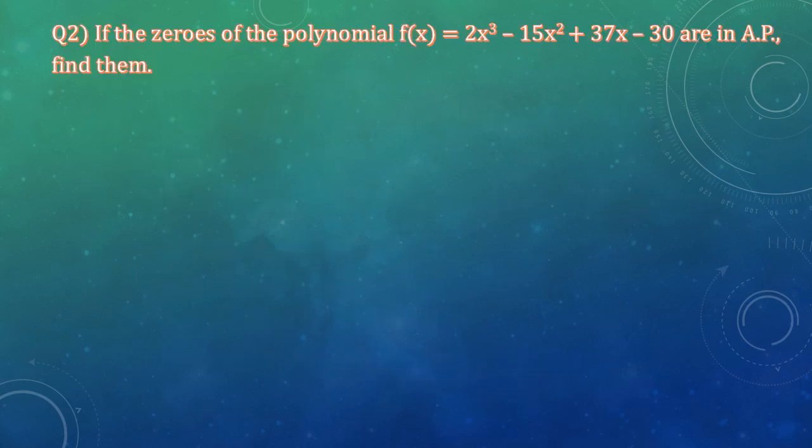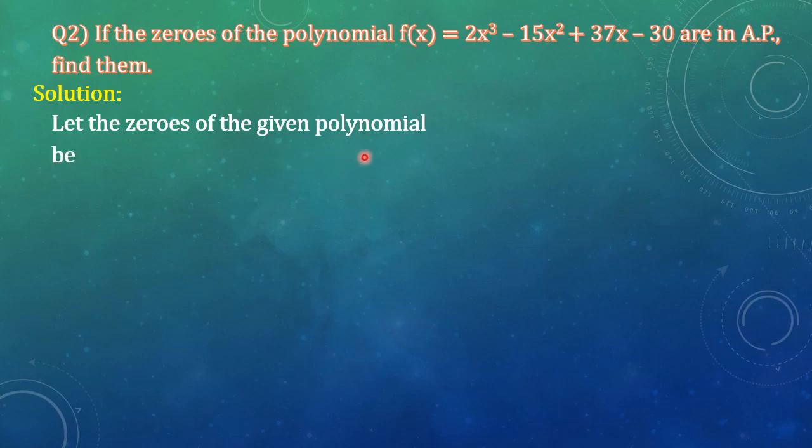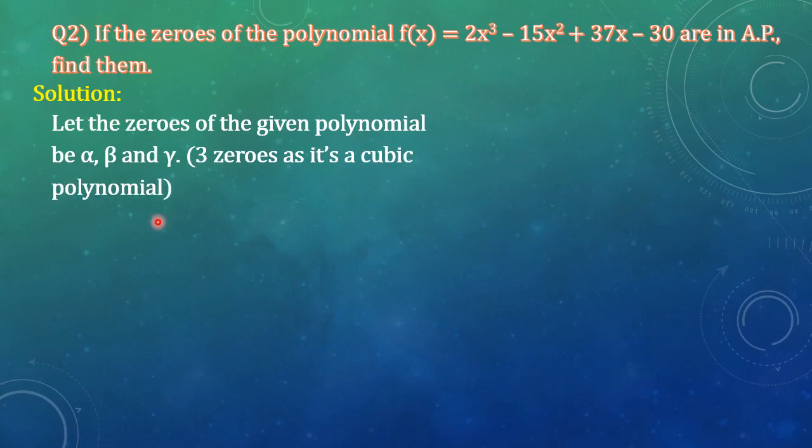If the zeros of the polynomial f of x is equal to 2x cube minus 15x square plus 37x minus 30 are in AP, find them. Solution. Let the zeros of the given polynomial be alpha, beta and gamma. 3 zeros as it's a cubic polynomial, and given the zeros are in arithmetic progression.